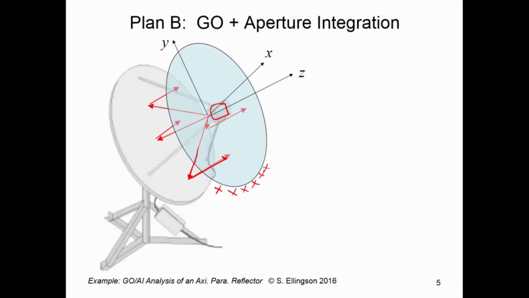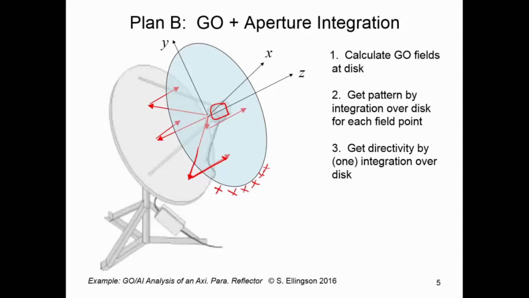So the game plan is calculate the GO fields at the disk, get the pattern by integration over the disk for each field point. That's classical aperture integration. And then get the directivity by one integration over the disk. So if we want the patterns, we have to do an integration over the disk for each field point. If all we need is a directivity, then we only really need one integration over the disk. And we've talked about how to do that numerous times in the context of aperture theory.